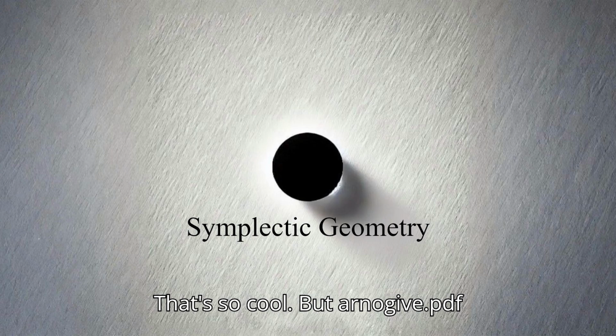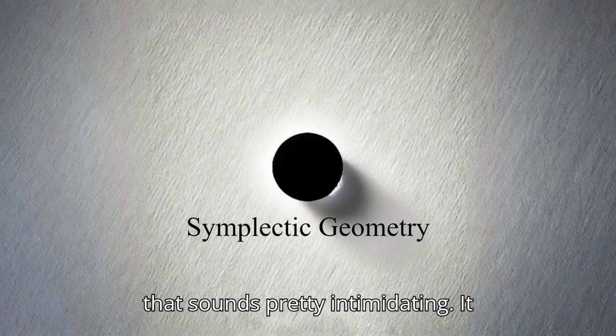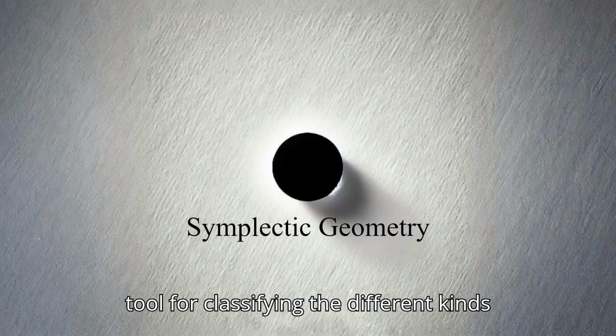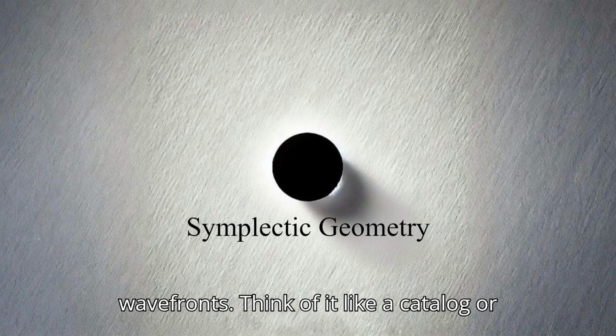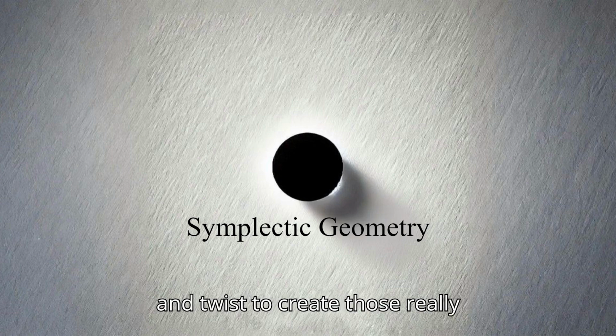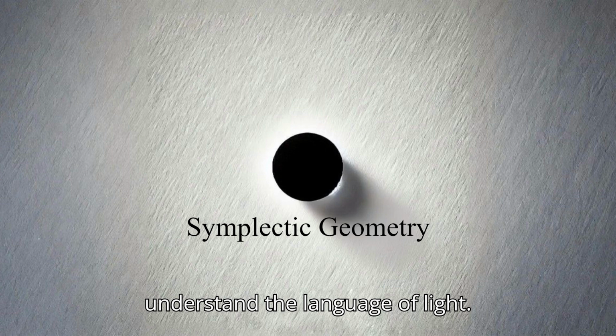But the paper mentions something called the discriminant of the Weyl group. Yes. That sounds pretty intimidating. It sounds complex, but it's essentially a tool for classifying the different kinds of singularities that can show up in wavefronts. Think of it like a catalog or a guide to all the ways light can bend and twist to create those really intricate patterns. So it's like a mathematical Rosetta Stone to help us understand the language of light.